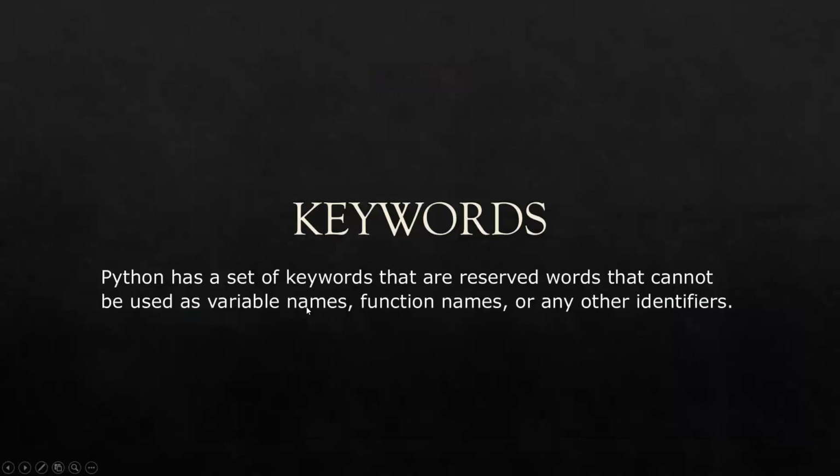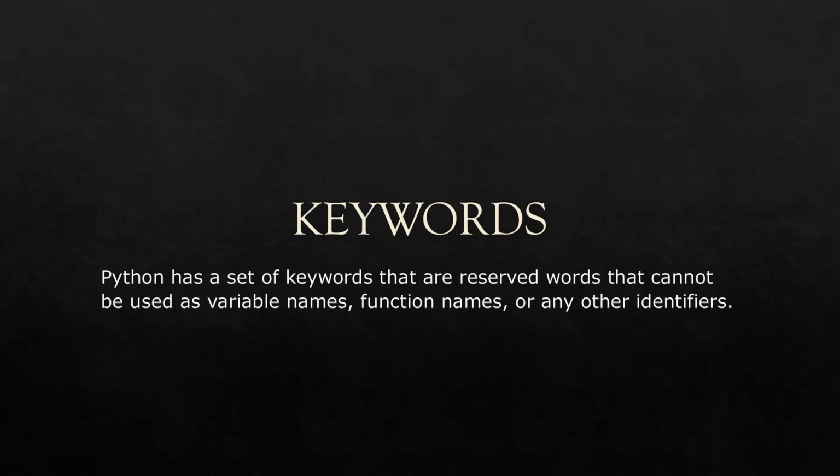Keywords. Python has a set of keywords that are reserved words that cannot be used as variable names, function names, or any other identifiers. So basically, keywords are the commands. So whatever commands are there, they cannot be used as the name of the variables. As Python is a case-sensitive language, all the keywords are written in small case, except 3 keywords which are written with capital letters.